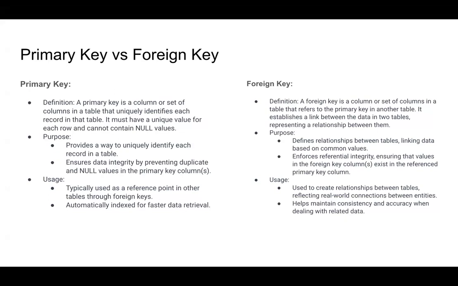But yeah, then for the purpose of foreign keys, we have enforces referential integrity and ensures the values in the primary key columns exist in the reference primary key column. Usage, it's used to create relationships between tables that we already know, helps maintain consistency and accuracy when dealing with related data. Okay, all right, that's good. Any questions so far?